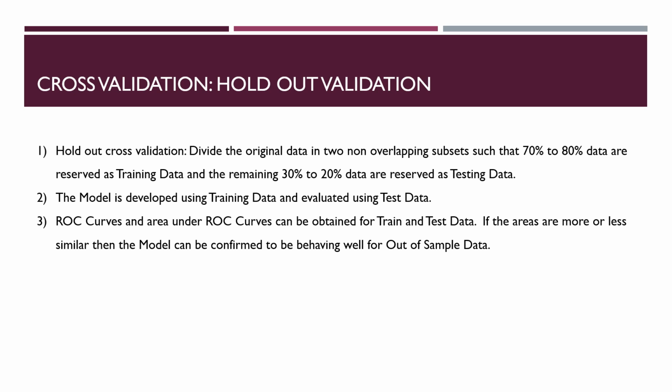In this kind of validation method, we divide the original data into two non-overlapping subsets, wherein we reserve either 70 or 80% of the data as training data and the remaining 30% or 20% of the data as the test data. The model is developed using the training data and it is evaluated using the test data. So what we do is we get the ROC curve and area under the ROC curve evaluated for both training data and test data. And if the ROC curves look more or less similar and the area under the ROC curve values are similar, then we can confirm that the model is good enough.